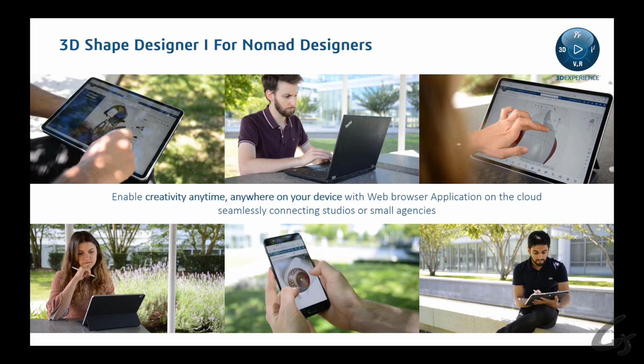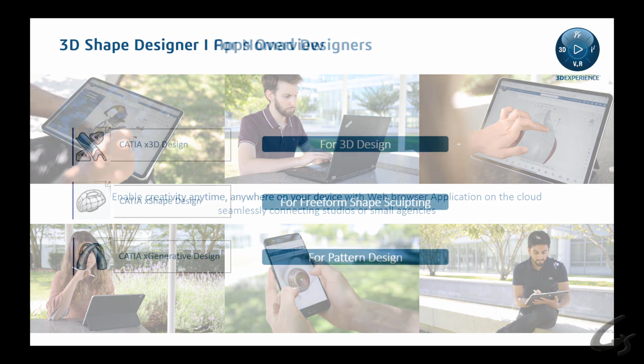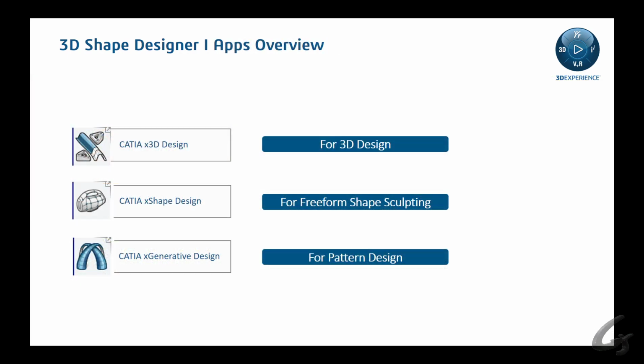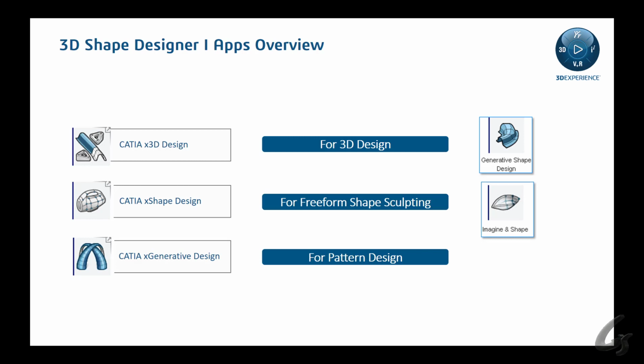The 3D Experience platform seamlessly connects studios or small agencies, and designers can experience smooth and efficient workflows with our web-compliant user experience. Here's a quick overview of the 3 complementary applications that compose the web-based roles: X3D Design, X-Shape Design, and xGenerative Design. This package provides to designers capabilities to design any kind of product from any device. So here we can see a mapping of the applications in the 3D Shape Designer role. CATIA X3D Design maps closely to GSD and Part Design. CATIA X-Shape Design is close to Imagine and Shape. And finally, the xGenerative Design Patterning solution, which is strictly cloud-based today with no native client application equivalent.